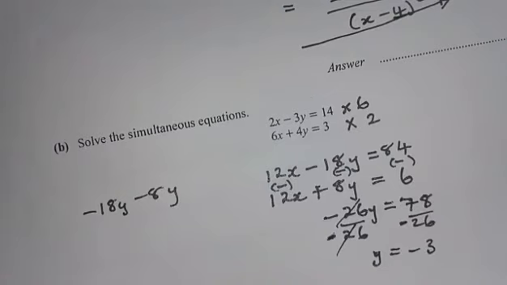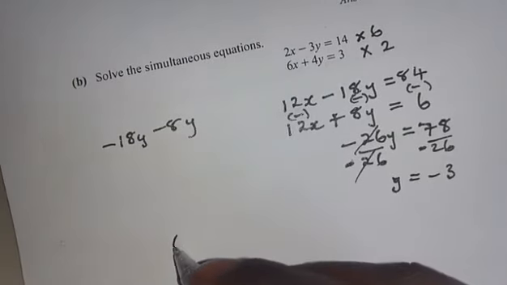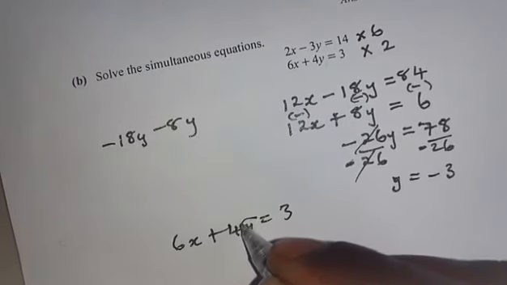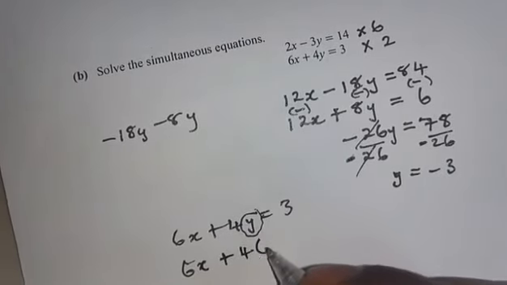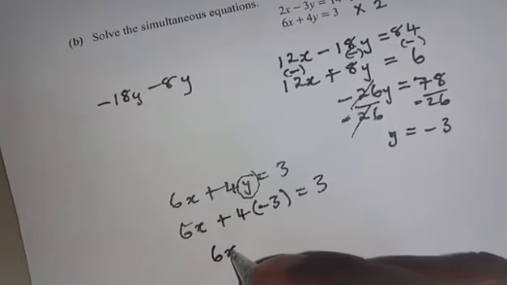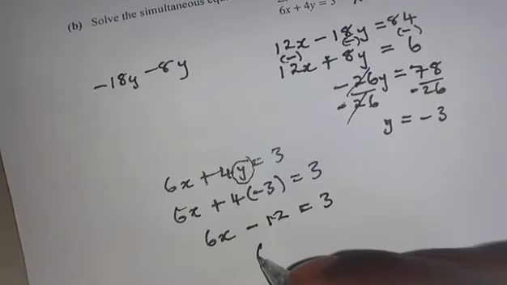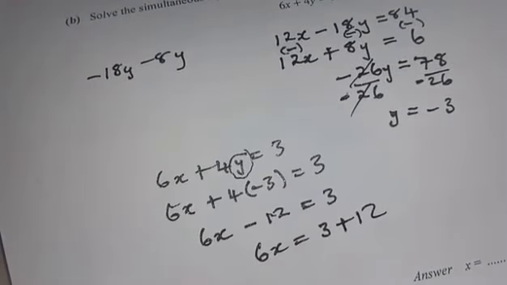Then I need to choose the equation of my choice from the two equations above, in order to find the value of x. If we choose the equation below, which is 6x plus 4y equals 3, you have to substitute minus 3 for y. So 6x plus 4 open bracket minus 3 equals 3. So you get 6x, this is negative 12, equals 3. Then 6x equals 3 plus 12.